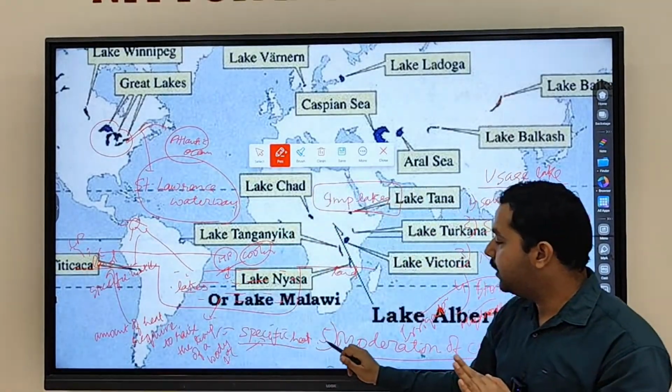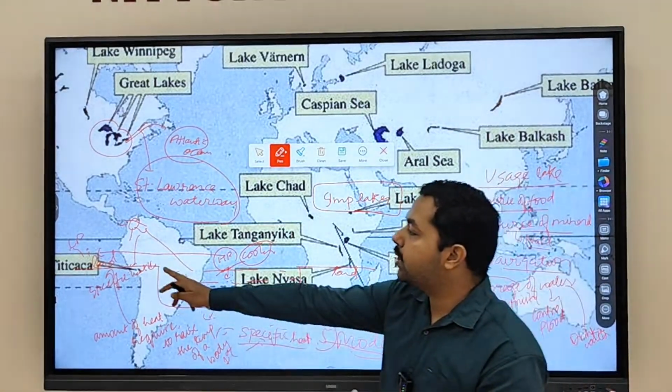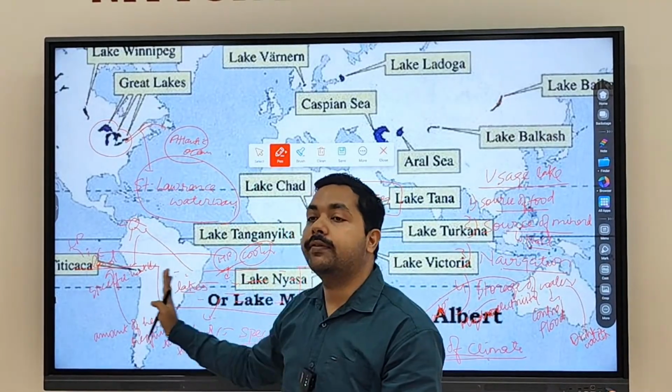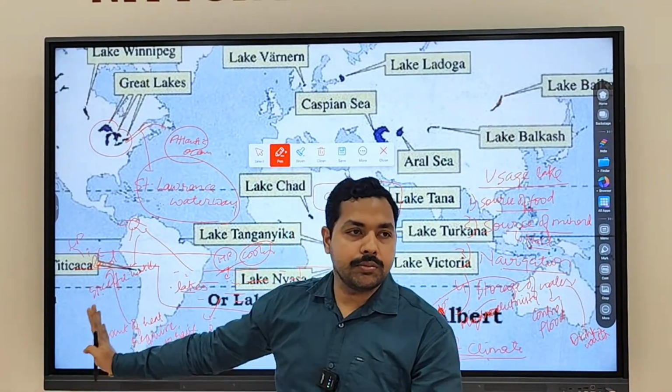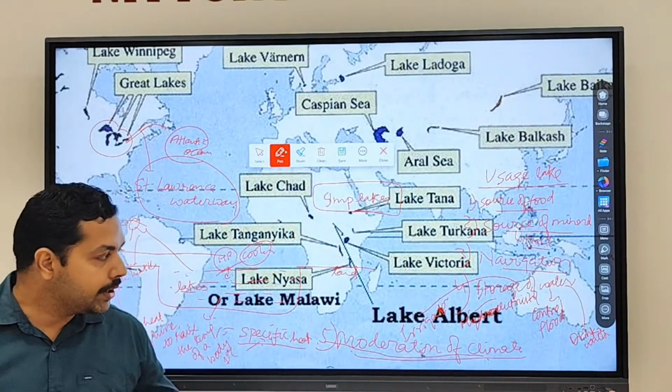So that is why we are saying it helps in what? It helps in moderation of climate. Land which is more heated, you are feeling more heat. This heat will be minimized because of the cooler wind coming from where? Coming from nothing but the lake side. So that's why you'll see moderation in climate.